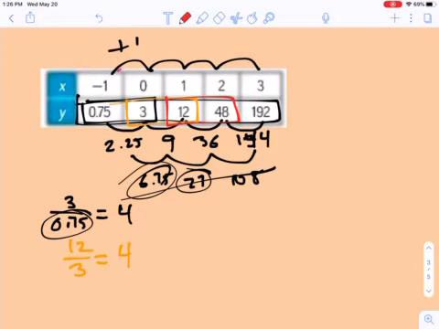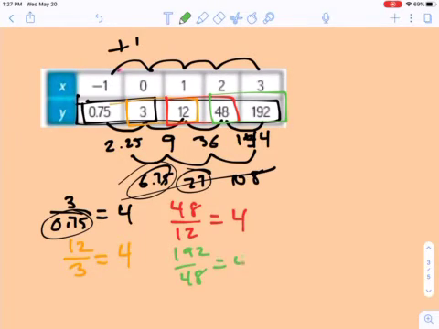Let's check the rest of them. If we do 48 over 12, that gives me 4. And then let's pick green for this last one here. And then if you do 192 over 48, you are also going to get 4. So this one is exponential. All right, this is exponential. It goes up according to a ratio, a common ratio that it shares.